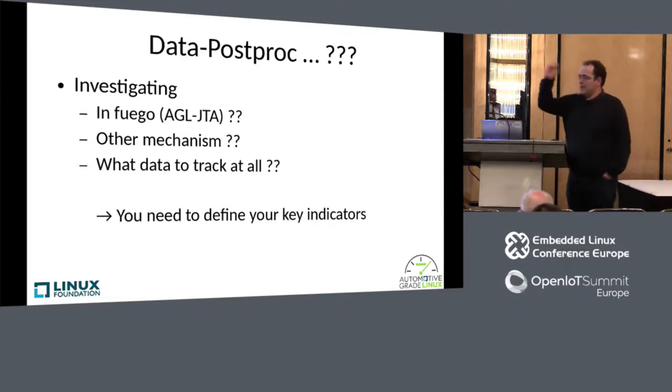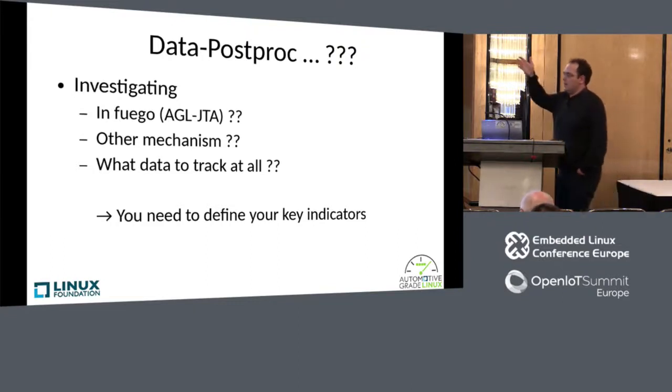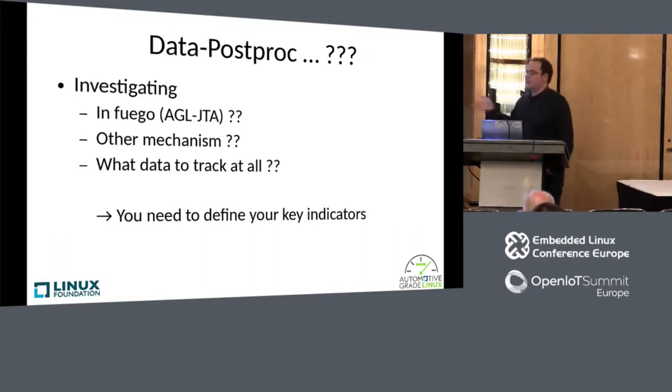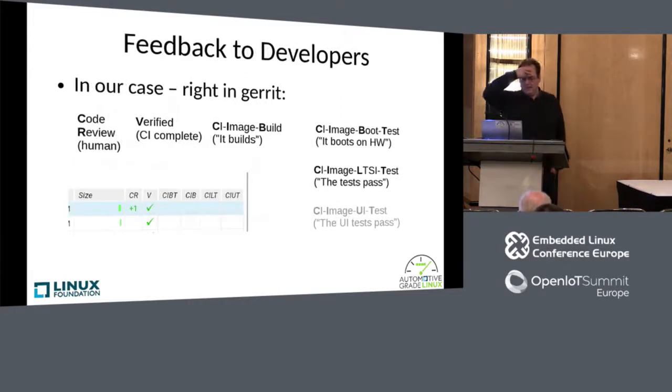One example, kernel CI, you guys do great work. You track a lot of boot reports, right? For us, in our case, we might want to track, well, can the board send CAN messages? So on top of that, what are the key indicators that we want to track? In the end, we want to give our developers fast feedback.